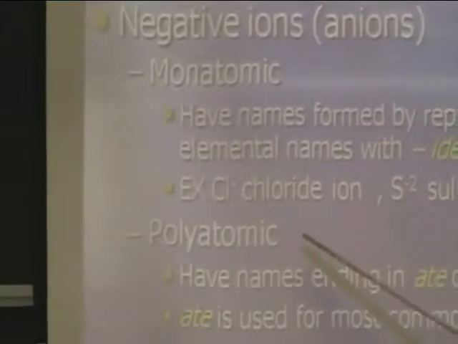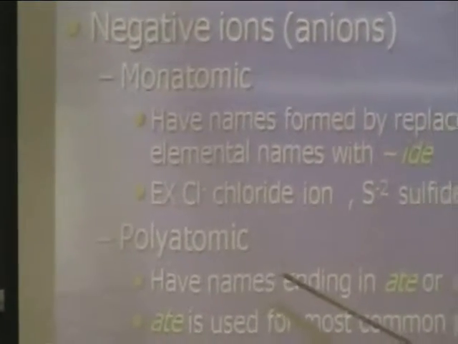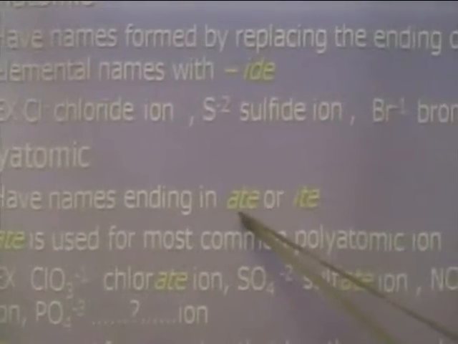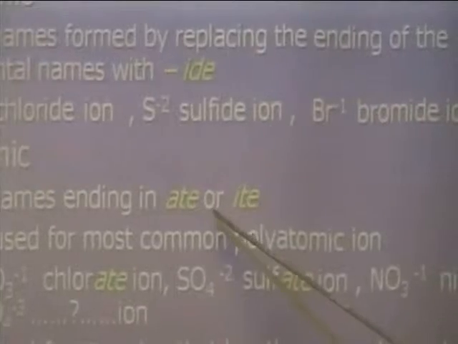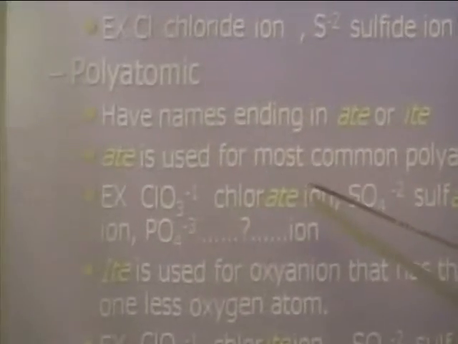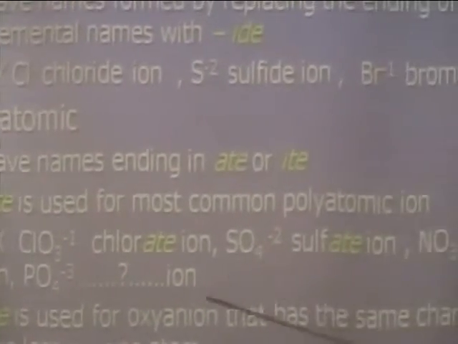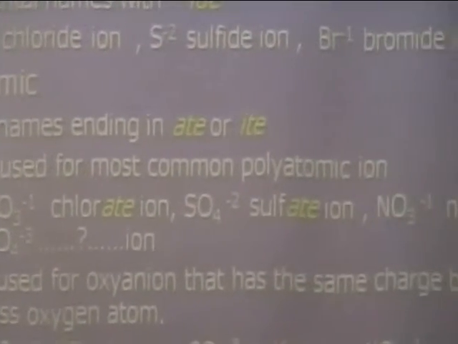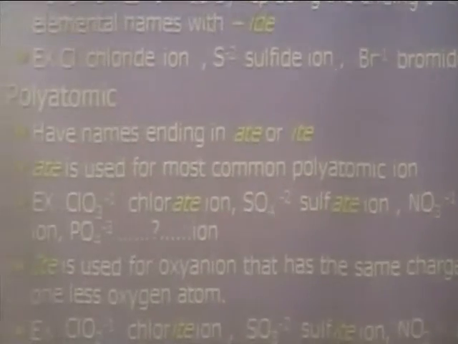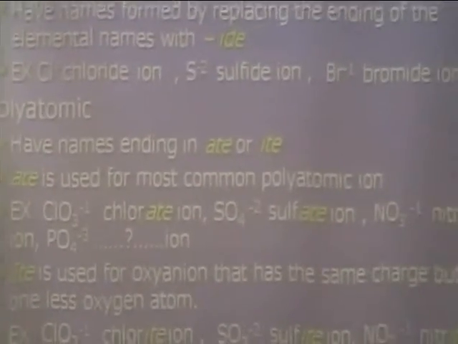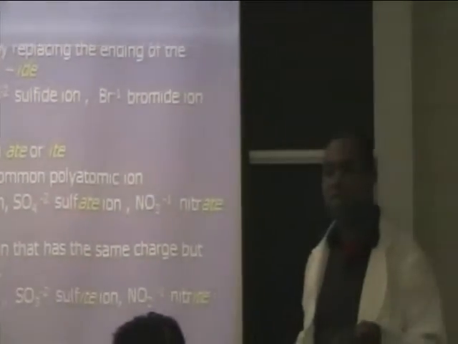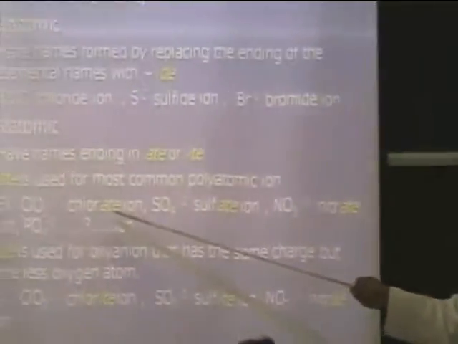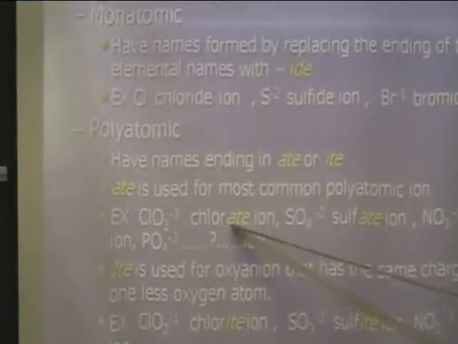Now, when we come to polyatomic ions, we have two names ending in either ATE or ITE. ATE is used for the most common polyatomic ions, those that can be found in most compounds. I don't have any choice; I need to know who these common polyatomic ions are. We need to know them. And most of these common polyatomic ions end with what?